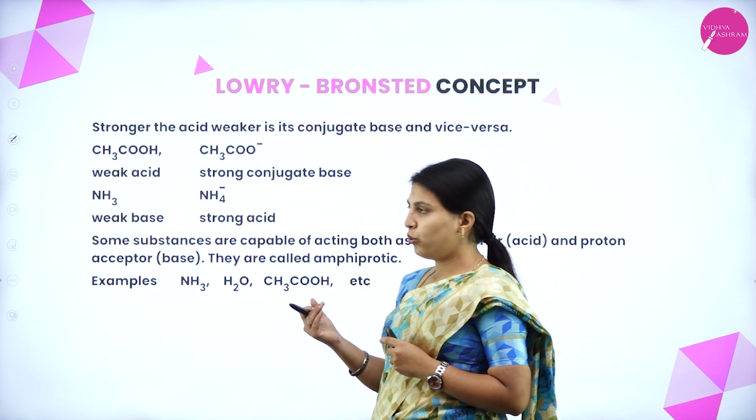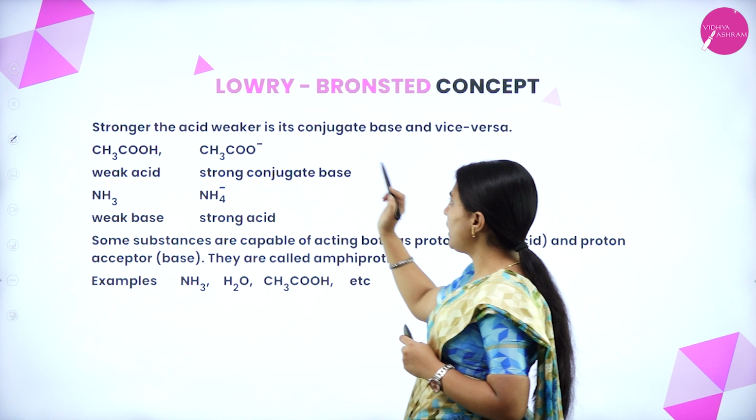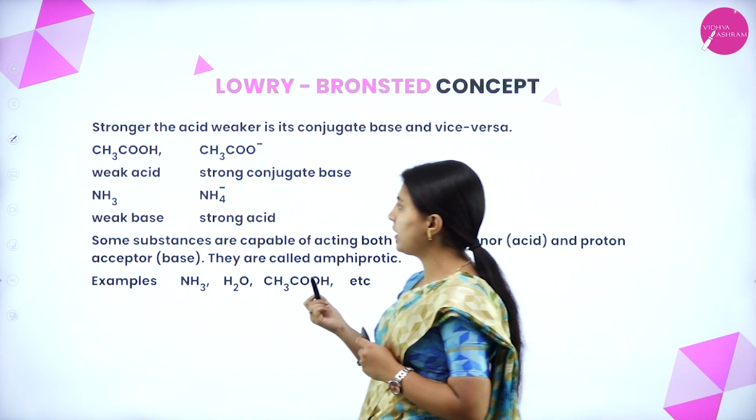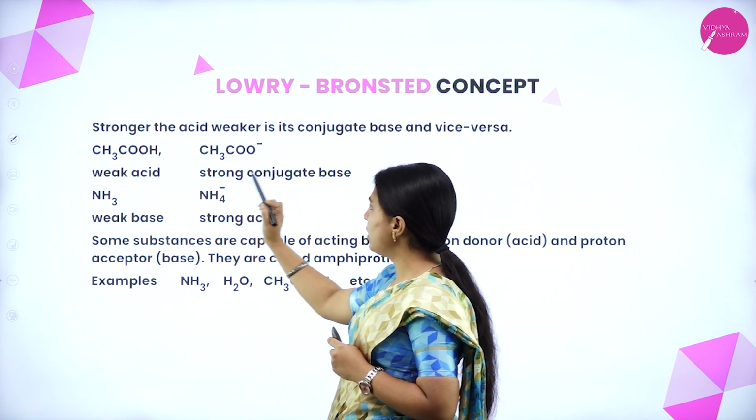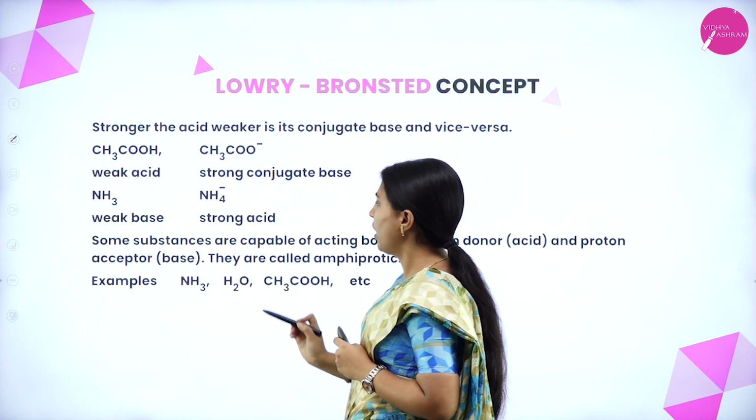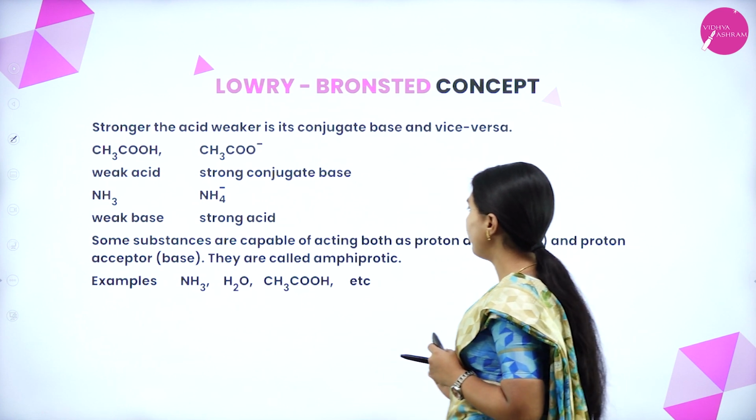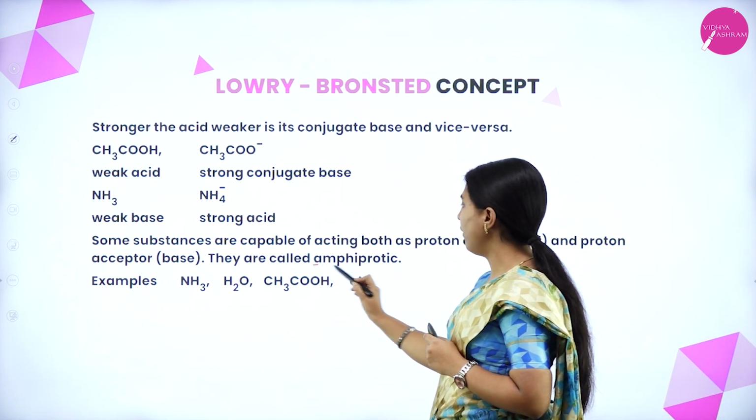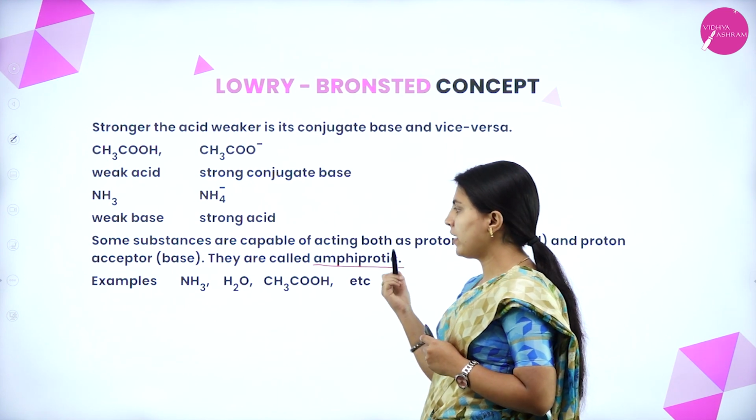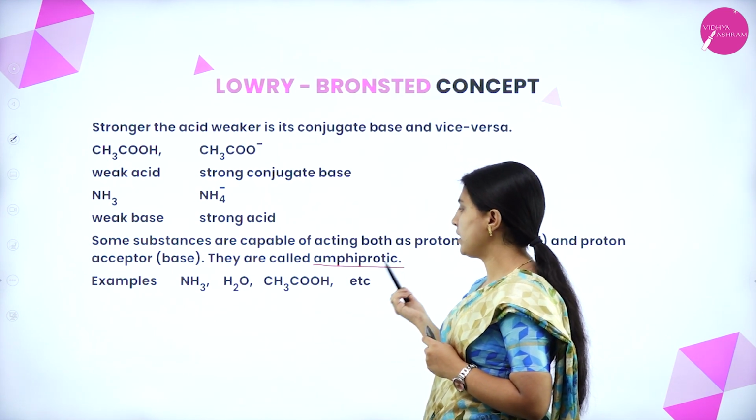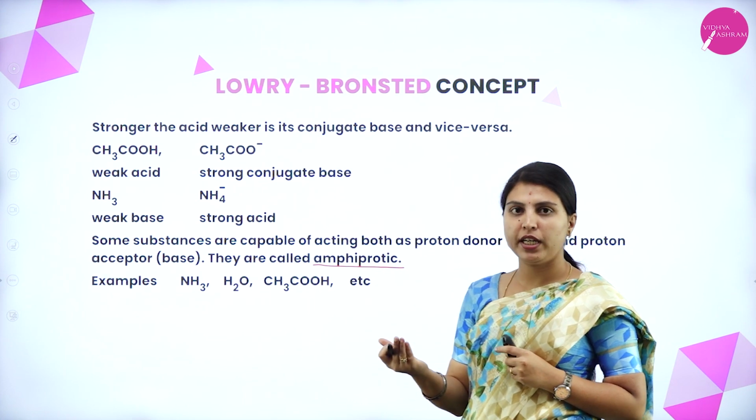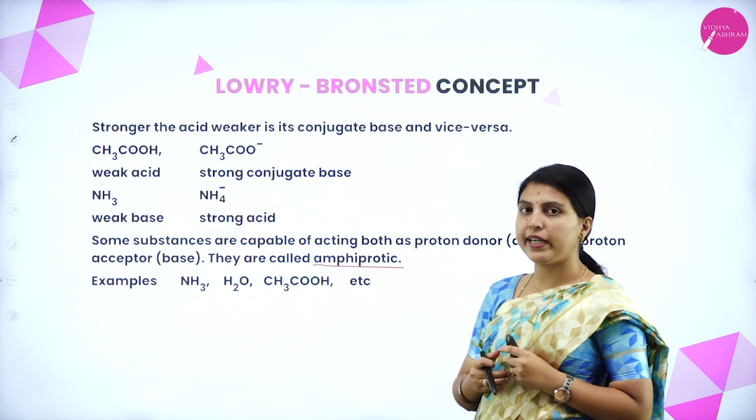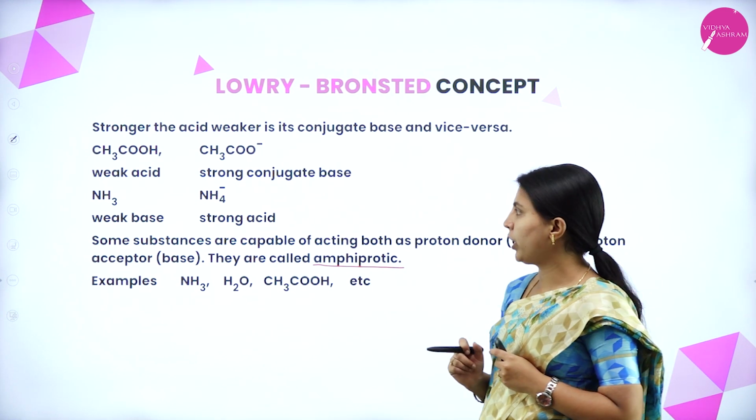What he finally concluded: the stronger the acid, the weaker its conjugate base, and vice versa. See here, a stronger acid and a weak acid has a stronger conjugate base. Some substances are capable of acting both as proton donor and proton acceptor. They are called amphiprotic. Examples are ammonia, water, acetic acid, etc. It can donate H plus also, it can accept H plus also. So, it will be acting as amphiprotic.